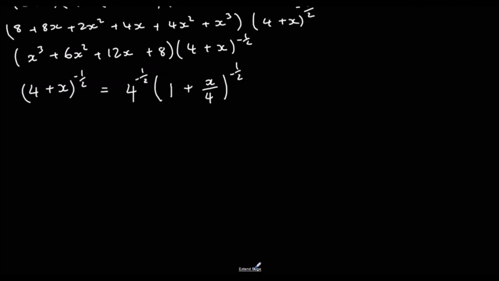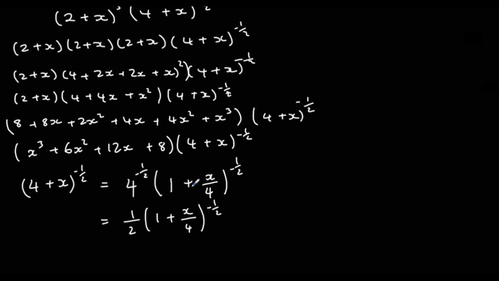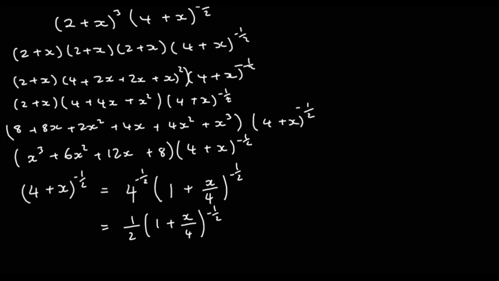And I can even change that. So 4 to the power of minus a half. Power of a half means square root. And the negative means it's flipped over. So the square root of 4 is 2. The reciprocal of 2 is a half. So it's a half times 1 plus x over 4 to the power of minus a half. So now I can expand this. It's now in the right form. That's how I wanted it.